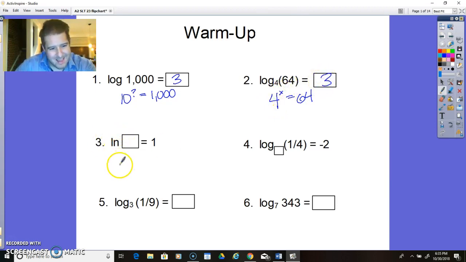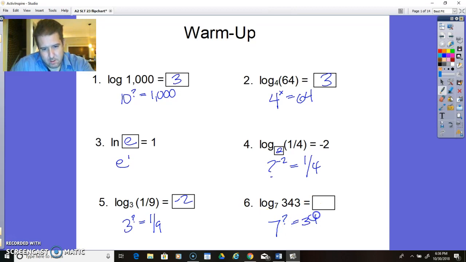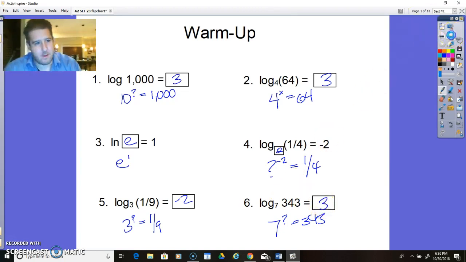Natural log, so meaning e to the power of 1 is e. This is what base with the exponent of -2 is equal to 1/4. So that would be 2, because 2 to the second is 4, but it's 1/4 because it's a negative exponent. 3 to the what power is 1/9, and that would be -2, because 3 squared is 9, and it's flipped because it's a negative. We've got 7 to the what power is 343. So 7 times 7 is 49, times 7 again is 343, so that's going to be 3. So 7 to the third power.